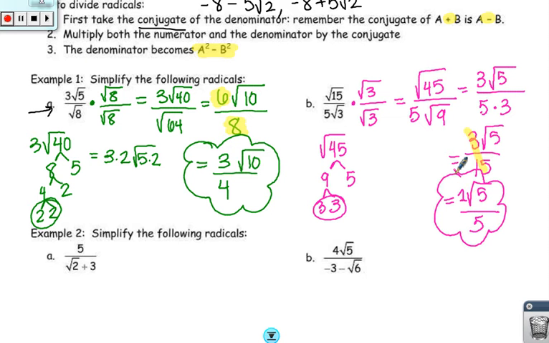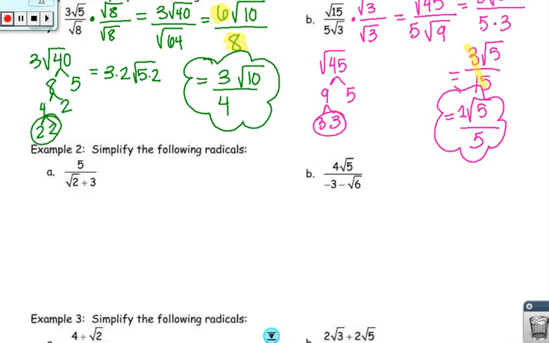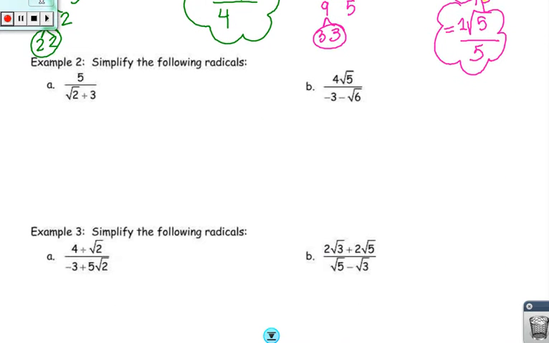Alright, so those are the easy ones. Now we'll move up a level. Example 2 is where we actually need to start taking the conjugates. Why do we need the conjugates? Because I don't just have a square root on the denominator. I have the square root of 2 plus 3 on the first one.